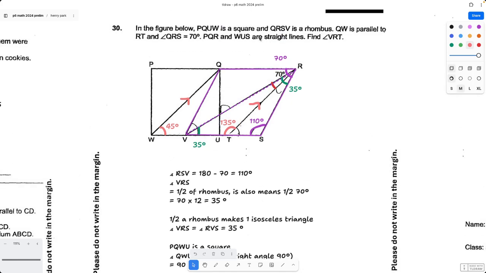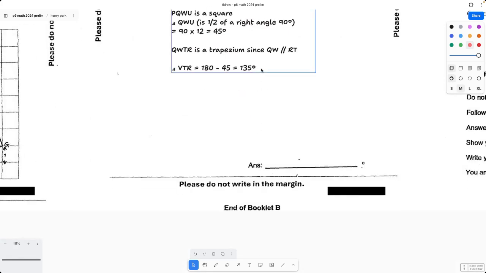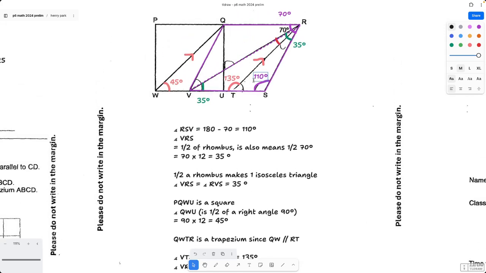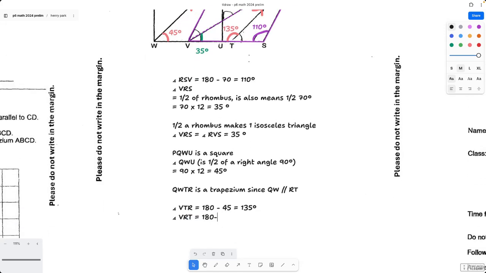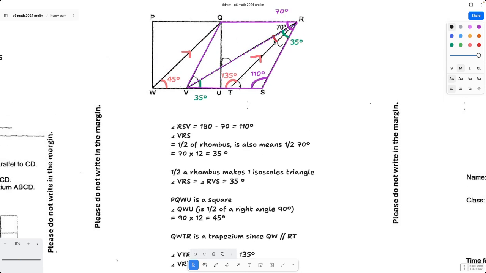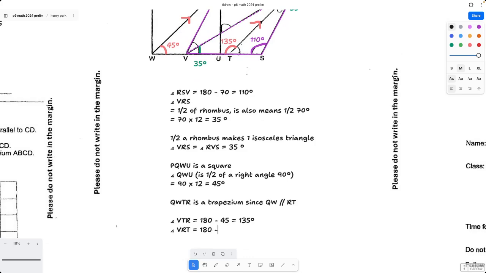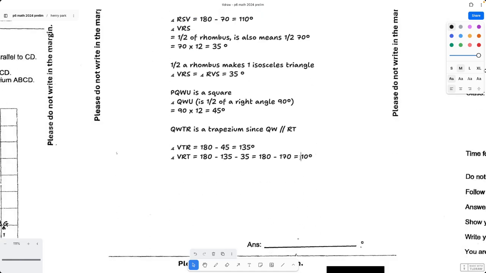We can find the angle that we're looking for, VRT. VRT is equal to 180 minus 135, minus 35, to get this red one. So 180 minus 170 is equal to 10 degrees. There you go, so that's your answer, 10 degrees.